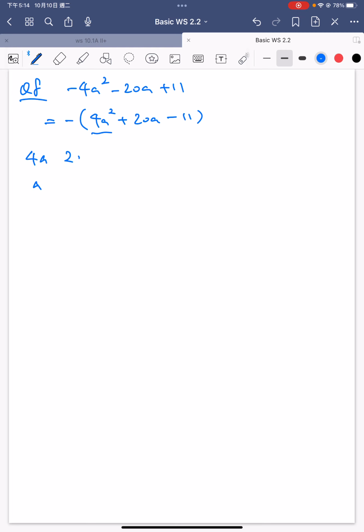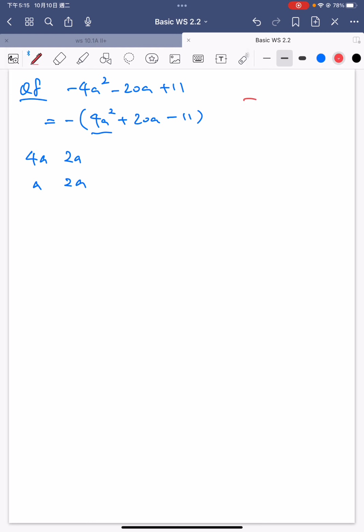Alright, so for the last question, question 8, we have negative 4a squared plus 20a minus 11. So first of all, we take out our negative first. When we take out the negative, negative becomes positive, and positive will become negative. So again, 4a squared can actually have 2 cases. We have 4a and a together, or 2a and 2a.